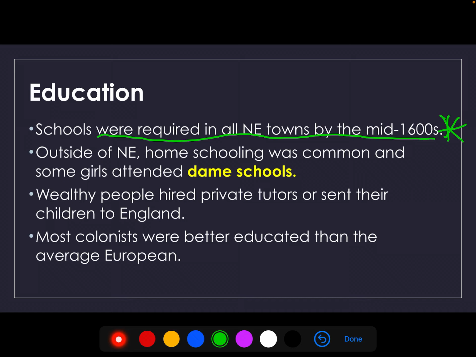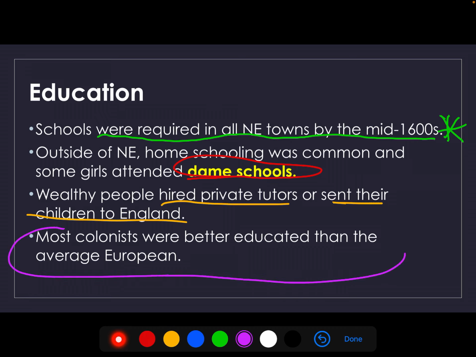That's their job. In terms of education, schools were required in all New England towns by the mid-1600s. So this is unique in the colonies. And New England is going to be at the head of the public school sort of train in the colonies and later the United States from the get-go. They require public schooling. And outside of New England, you have homeschooling, which is common, and the girls attended these things called dame schools. And wealthy people are going to hire private tutors, or they're going to send their kids back to England. But the interesting thing here is this last bullet here.